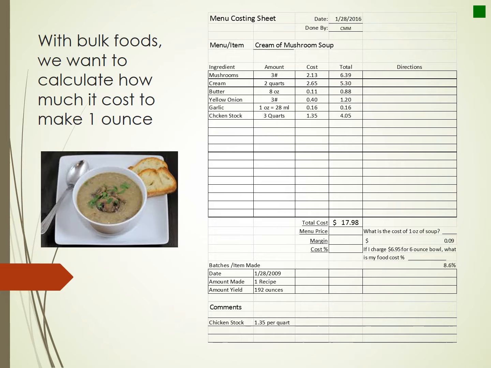Dividing $17.98 by 192, we know it costs 9 cents for each ounce of soup. So for all bulk recipes like soups, salad dressings, sauces, or beans, we want to calculate how much it costs to make an ounce. When I know that, I know how much product would be in a 6-ounce cup of soup, for example, and how much would be in a 12-ounce bowl.